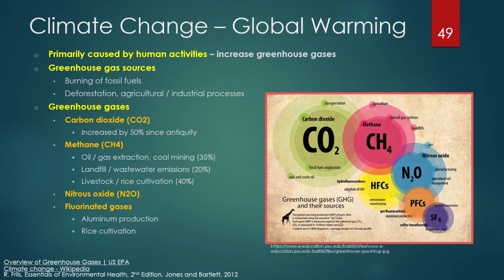Methane sources, including oil and gas extraction processes for fossil fuels and coal mining, 35%. Emissions from landfills and wastewater, 40%. And emissions from livestock and rice cultivation, 40%. Fluorinated gases come from industrial processes, for example, aluminum production and electronics manufacturing.